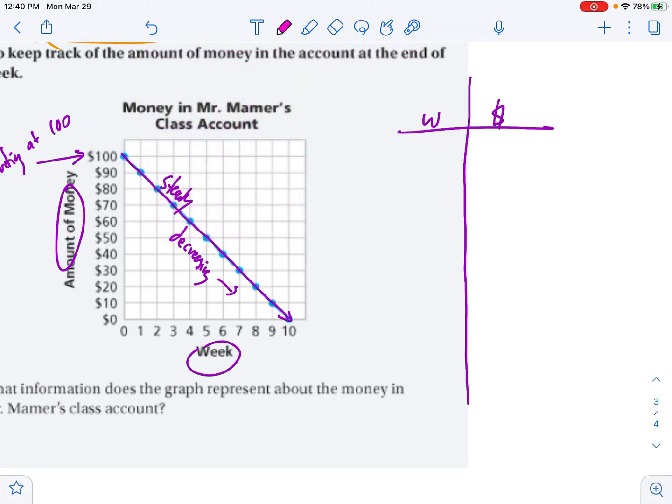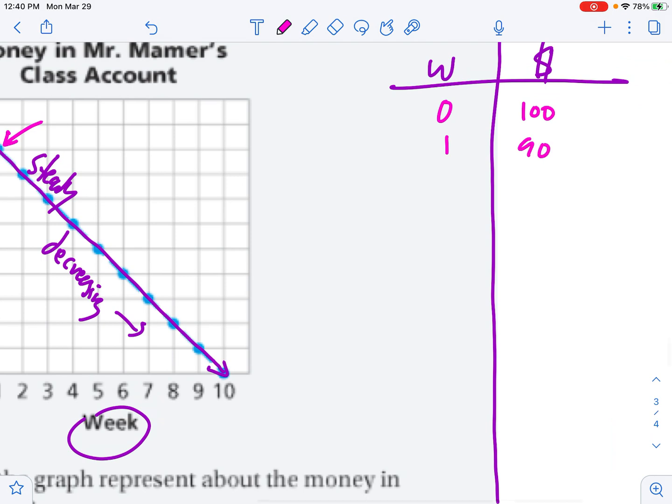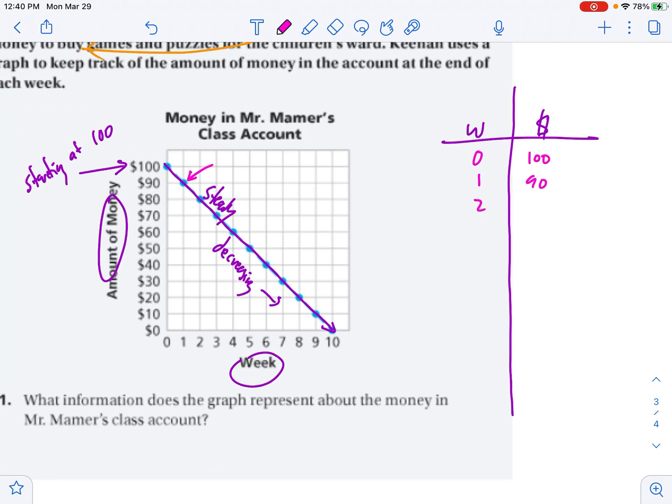So weeks and money. At week 0, it looks like they have $100. At week 1, it looks like it's right here. It is $90. At week 2, they have $80. At week 3, they have $70. You know what that tells us? If we look here, we can see that in between these, it is changing by $10. In fact, it is going down $10. Here, it is going down $10. Here, it is going down $10.